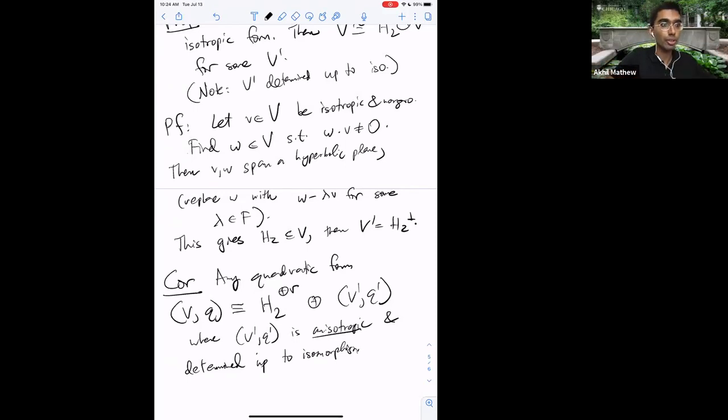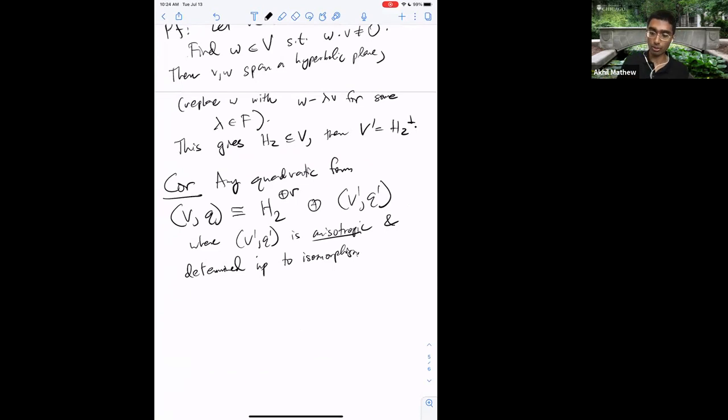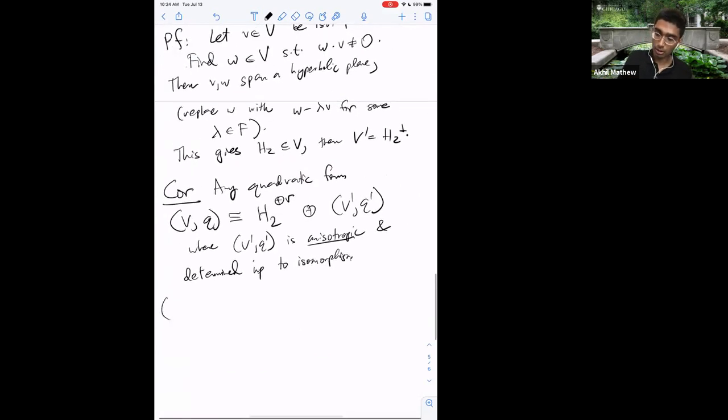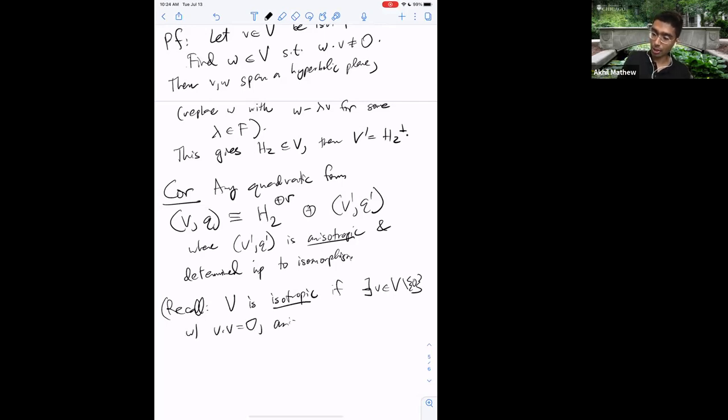I think there's a question in the chat. The question is, what is an isotropic form? An isotropic form means a form that has a vector with zero length. So let me just write that. Recall V is isotropic if there exists some non-zero vector v with v dot v equals zero, and it's anisotropic otherwise.